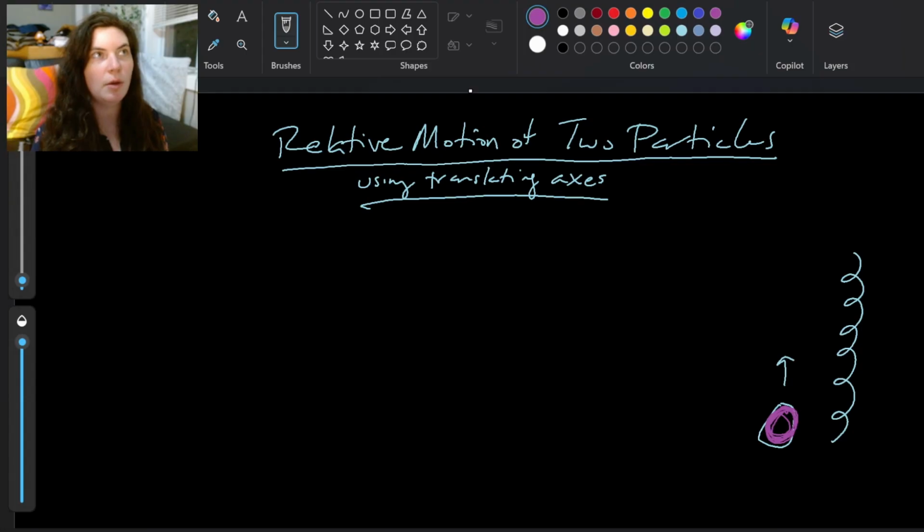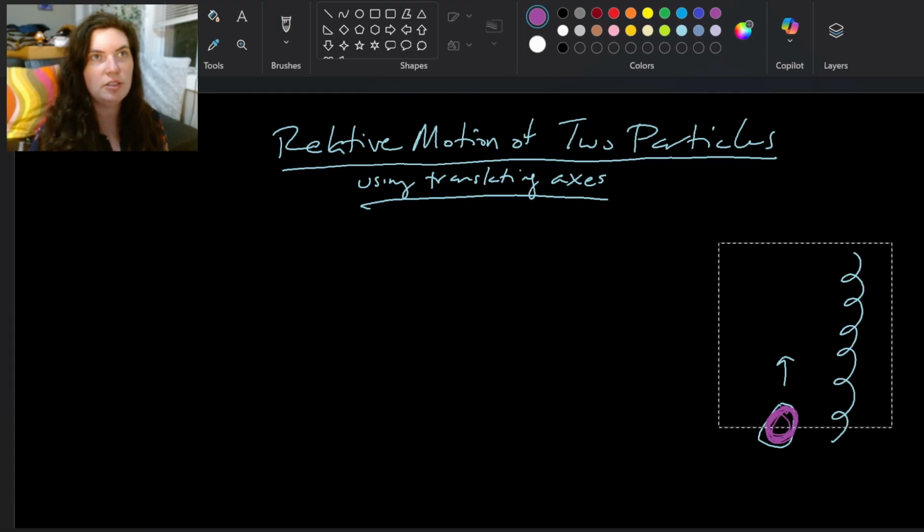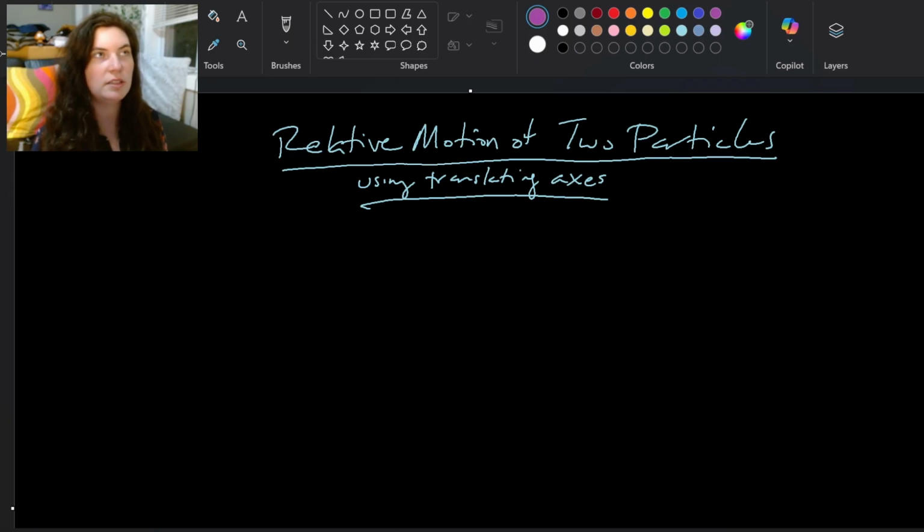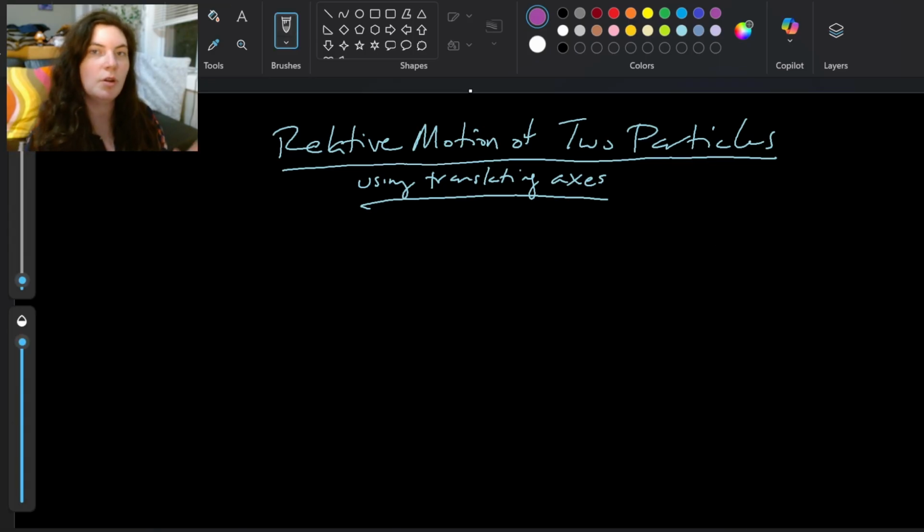So that's what we're talking about with relative motion: it's easier to describe really complicated systems with this relative motion from one particle to another rather than in absolute terms. And we can choose any type of coordinate system for this. We'll see it in XYZ a lot, but we can use any coordinate system we like.